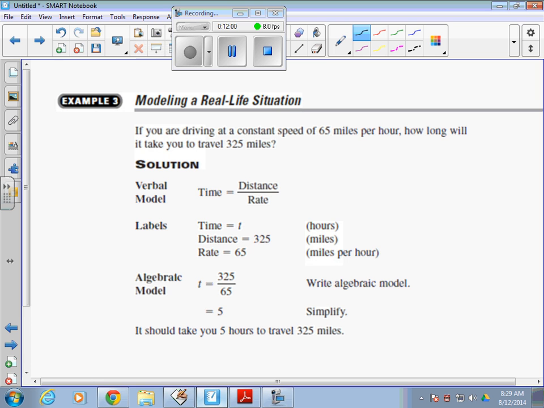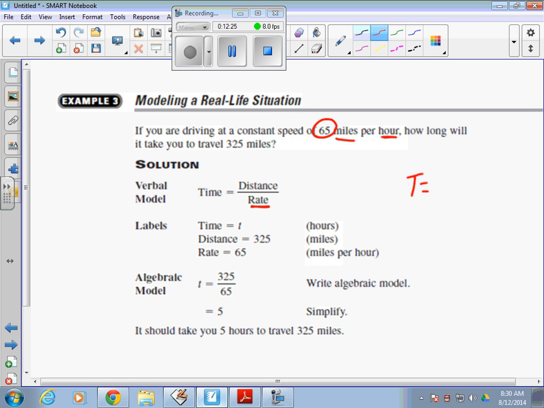The last one, example number 3, says if you are driving at a constant speed of 65 miles per hour, how long will it take you to drive 325 miles? Again, you just plug in what you got. Miles per hour. Notice that has 2 different units. Anytime you're talking about 2 different units, more often than not, that's going to be talking about your rate. So in place of the rate, you're plugging in 65 miles per hour.